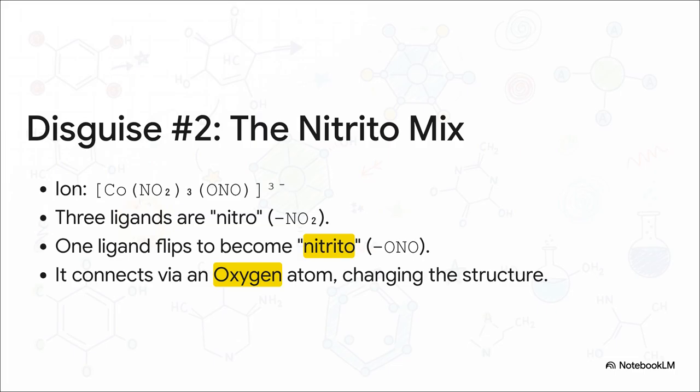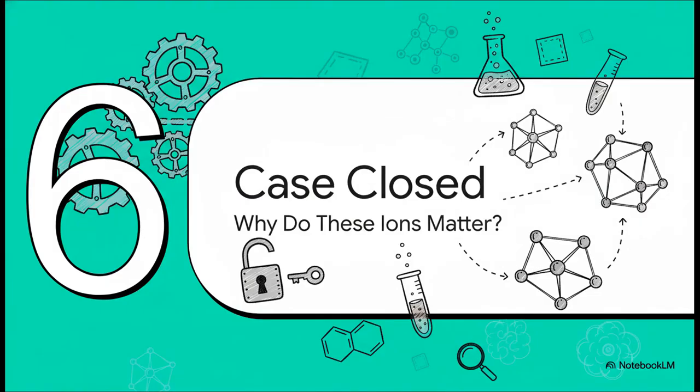That same ligand can actually flip itself around and connect through one of its oxygen atoms instead. So in disguise number 2, one of the 4 has done exactly that. It's created a nitrito link. And even though the parts are the same, the shape is different. It's a totally new isomer. So there we have it. We've matched the codes, ranked the suspects, and even uncovered a shapeshifter.